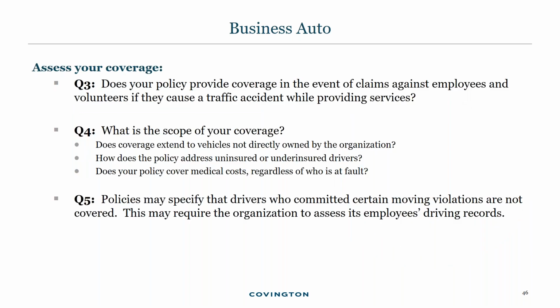Now let's go over a few points you should check when assessing your business auto coverage. Again, each of the questions appear on the assessment tool as well. Question 3, check who is listed as a named insured on the business auto policy and think about who at your organization drives vehicles on business. If you have volunteers and employees driving on business, you may want to make sure they are treated as an insured under the policy so that the policy will provide coverage in the event that they cause an accident while driving on business.